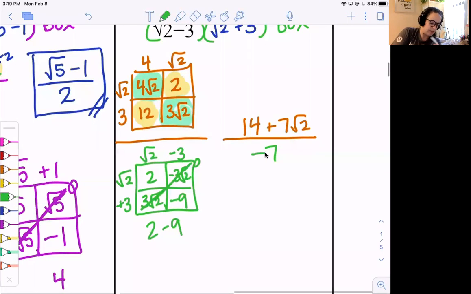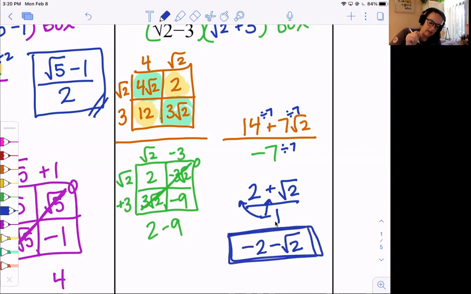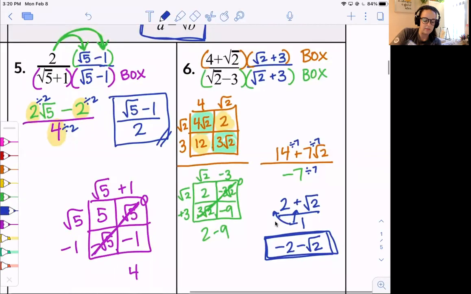The only thing I might need to do is simplify, and I can see that I can divide this by 7, by 7, by 7. I don't need to worry about the inside. So 14 divided by 7 is 2, plus 7 divided by 7 would be 1 square root 2, over negative 1. Anytime that we have a negative in the bottom, it can be applied to both the top parts. So I would have negative 2 minus square root of 2 would be my simplified answer for this division problem here.